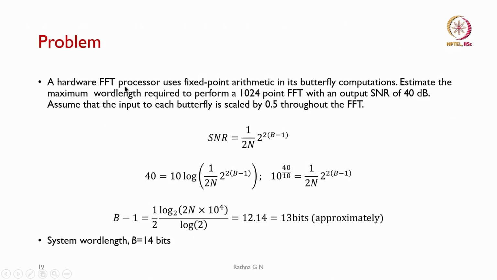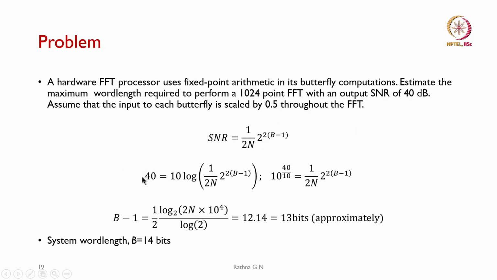So, what it says: a hardware FFT processor uses fixed point arithmetic in its butterfly computations. Estimate the maximum word length required to perform a 1024 point FFT with an output signal to noise ratio of 40 dB. In this case, you are lucky to have just 40 dB. So, assume that the input to each butterfly is scaled by 0.5, which is nothing but 1/2, throughout the FFT. Then, because we are scaling by 2, the signal to noise ratio is going to be 1/2n into 2 to the power of 2 into b minus 1.